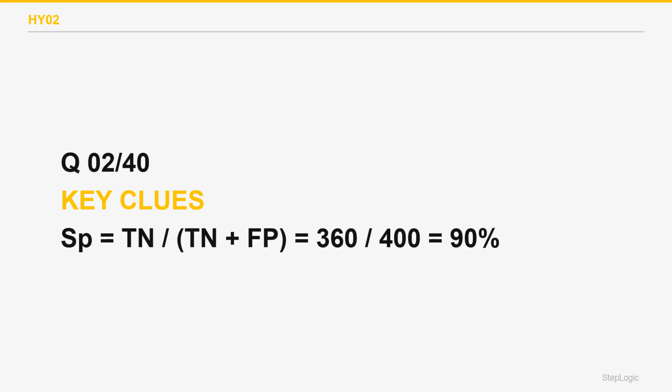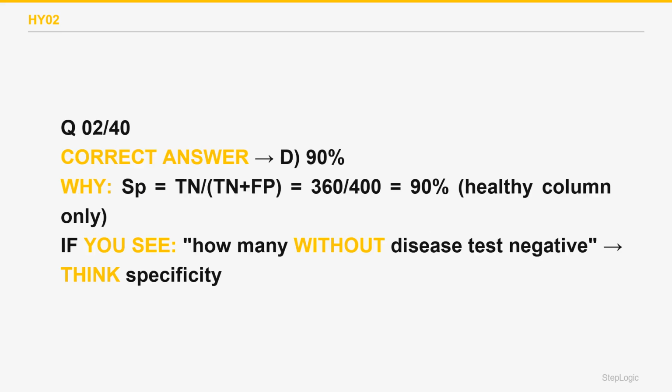Specificity is the fraction of healthy people the test correctly calls negative, true negatives divided by all without the disease. Here, 360 of the 400 people without TB test negative, so specificity is 360 over 400, or 90%. Specificity looks only at the non-disease column. The correct answer is D.